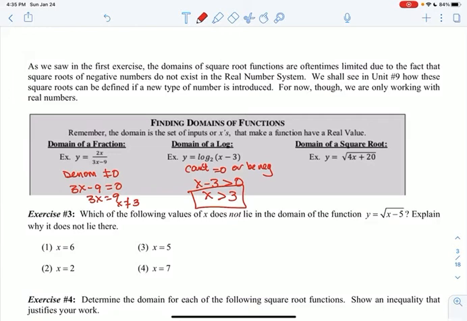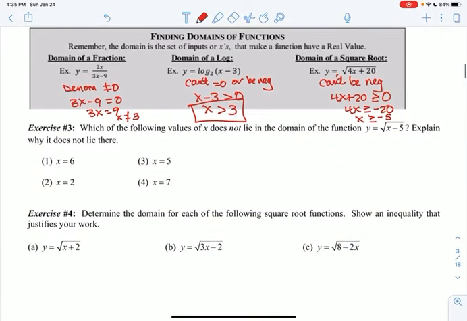And when I have a square root, it can't be negative. 0 is okay, but it can't be negative. So I'm going to take the 4x plus 20 and set it greater than or equal to 0. So 4x is greater than or equal to negative 20. x is greater than or equal to negative 5. So those are my domain restrictions.